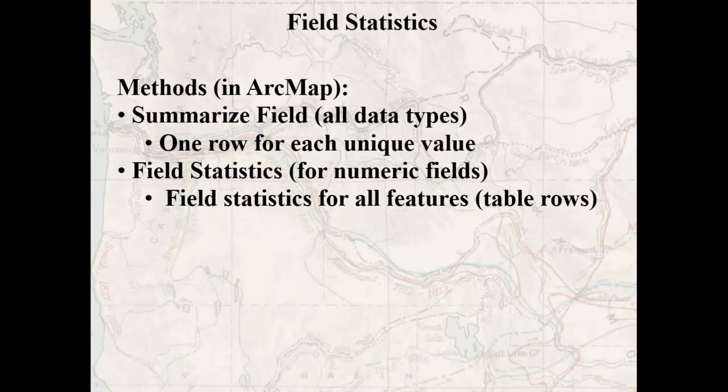So there's two basic types of field statistics. You can do summarize field that works for all kinds of data, nominal, ordinal, the categorical in addition to the numerical data. You end up getting a table that has one row for each unique value of a specific field. Field statistics is only going to work for numeric fields. So if you have numeric fields, you can use field statistics, and it'll give you some of the descriptive statistics for all of the features that have numeric values.